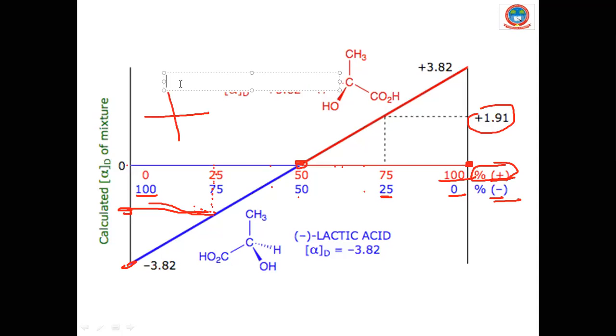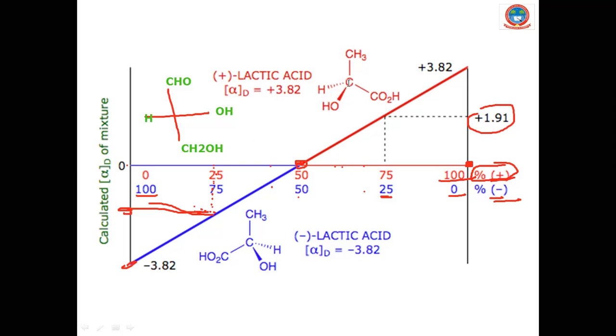This is glyceraldehyde, suppose. There is a CHO group. Then on one side we have OH, and here we have CH2OH, and one group we have H. So this is the example of glyceraldehyde.